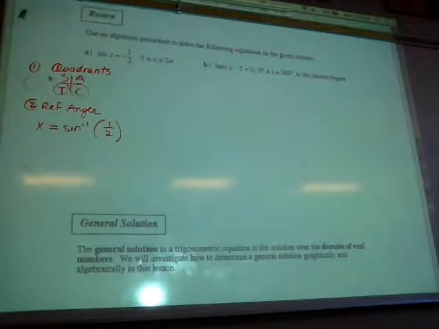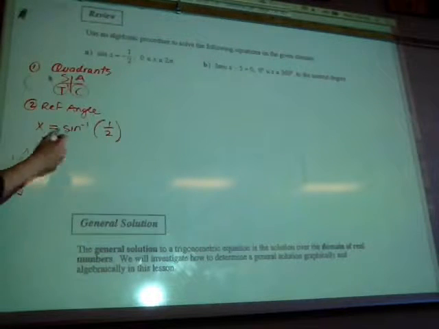Is it 30 degrees? Just remembering my special triangles, I know sine would be a y value. And 30 degrees would be my special triangle to get a y value of 1/2. Okay, so, or you can just plug it in your calculator and get inverse sine, 1/2, you should get 30 degrees.